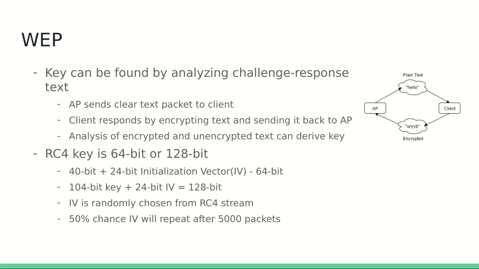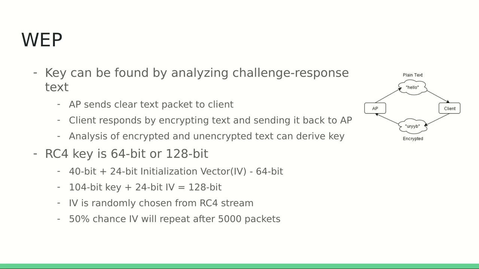This is because the AP verifies by sending challenge response text. So the AP sends clear text to the client, which then encrypts the text and sends it back to the AP, and the AP verifies that it was encrypted correctly. The issue with this is someone that can sniff the traffic and see both the plain text and the encrypted text can find out what the key is.